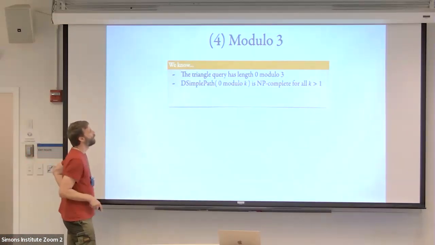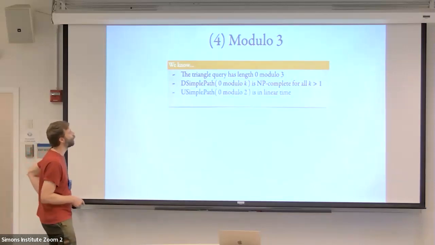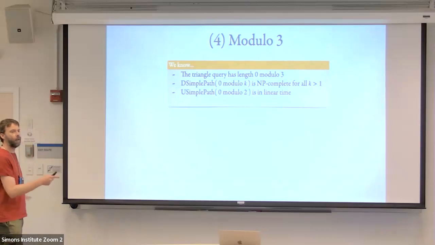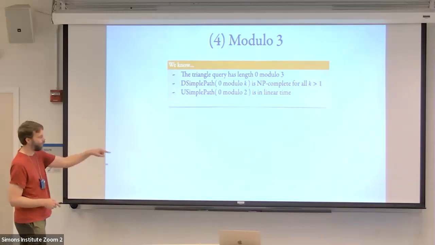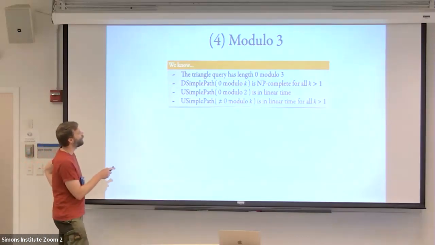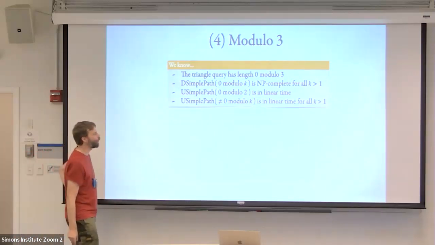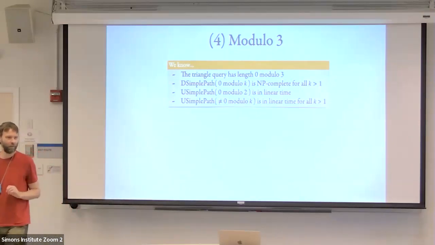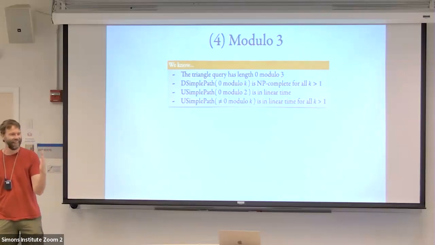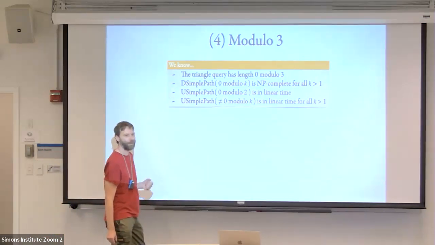In the directed case, finding paths of length 0 modulo k is NP-complete for all k. We know undirected simple path 0 modulo 2 is in linear time. This is not by the argument that I showed, but by another paper that's going to appear on the slide very soon. And we also know that finding undirected simple paths of length different from 0 modulo k is also in linear time for all k, which seems to bring us very close to polynomial time, right? But we still have no way to do it.